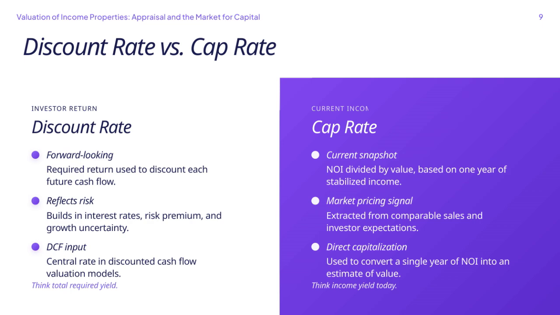On the other hand, the cap rate offers a current snapshot of value. It's calculated by dividing the net operating income, or NOI, by the property's market value, typically based on 1 year of stabilized income. The cap rate acts as a market pricing signal, derived from comparable sales and investor expectations. It's commonly used in direct capitalization, converting a single year's income into an estimate of value. So, while the discount rate focuses on investor return and future expectations, the cap rate zeroes in on current income yield. Understanding these differences is crucial in navigating property valuation, as they provide complementary perspectives on risk and return.